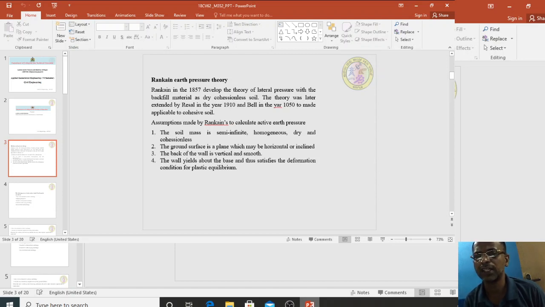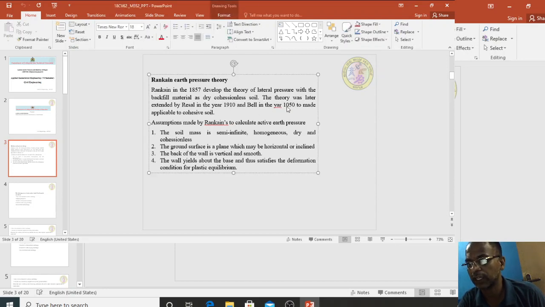So Rankine in the year 1857 developed a theory for lateral earth pressure with the backfill material of dry cohesionless soil. The theory was later extended by Resal in 1910 and Bell in the year 1915 to make it applicable to cohesive soil also. So there Rankine has used some assumptions.